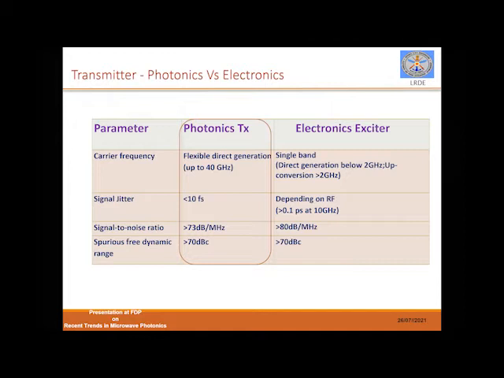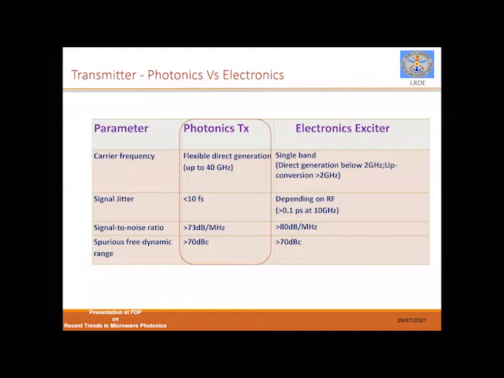So one very important fact is that it can generate signals up to 40 gigahertz, whereas in a conventional radar system, if you want to generate more than 2 gigahertz, you need up-conversion modules. And not only that, each up-conversion module also requires LOs, local oscillator generation modules. Similarly, signal jitter, I have explained the majority of the points, but this table summarizes all these things.